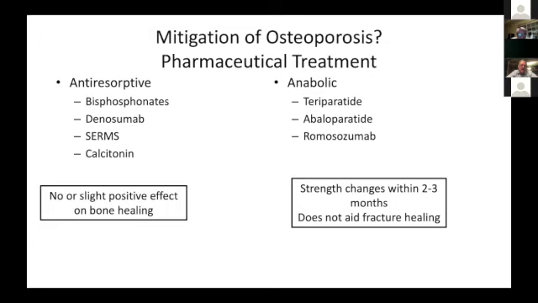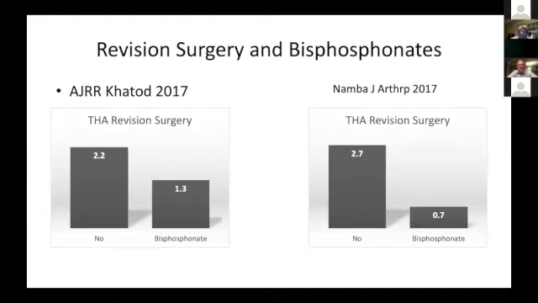Well, we can obviously use anti-resorptives or anabolics. And orthopedic surgeons really worry about the healing of bone, particularly from the anti-resorptives. But all studies show that there's no or a slight positive effect on fracture healing or fusion from anti-resorptives. And with anabolics, you can see rapid improvement in strength within 2 or 3 months. However, you don't see any really positive effect on fracture healing from anabolics, surprisingly. What you do see, though, is lower revision surgery rates.